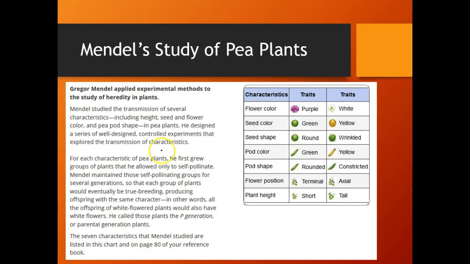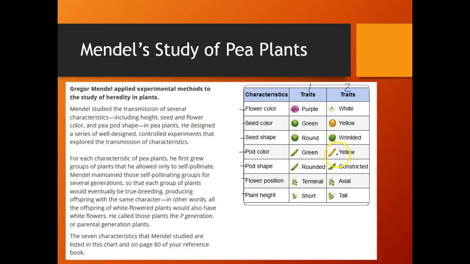Okay, so he studied pea plants, and again, one of the biggest reasons why he studied pea plants was because they had so many unique characteristics. You see here, they have different flower color, seed shape, pod color, pod shape, flower position, and plant height. All of these different characteristics, and then again, we have two different traits for each characteristic. You can either have purple flowers or white flowers. It can have a green pod color or a yellow pod color, etc.